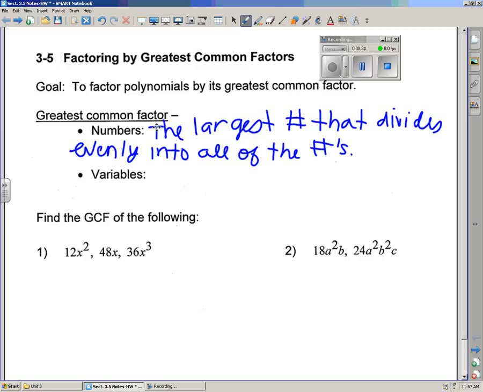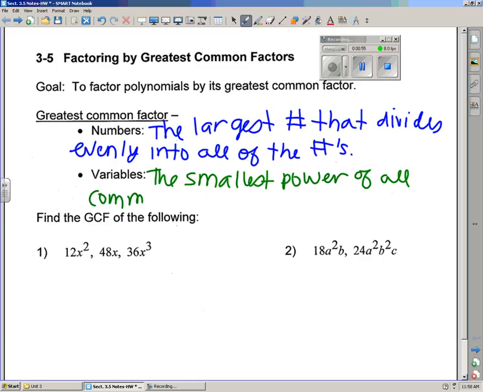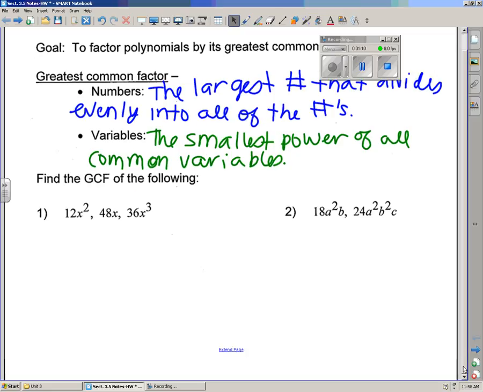In terms of the variables, it's interesting because even though we call it GCF, we're looking for the smallest power, not the greatest, but the smallest power of all common variables. The reason why we're looking for the smallest power is because we have to be able to divide it out. So you can only divide out the smallest number from everything, not the largest, because not everything will have that amount. So here's what we mean by that.